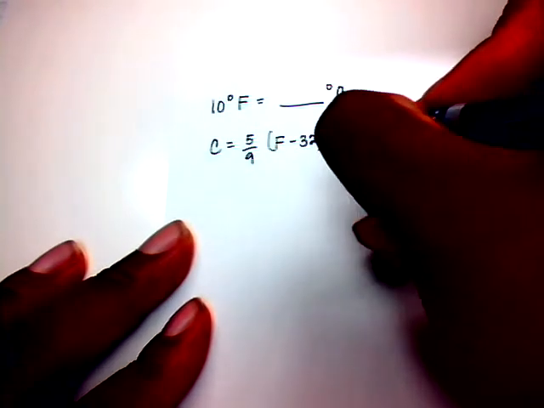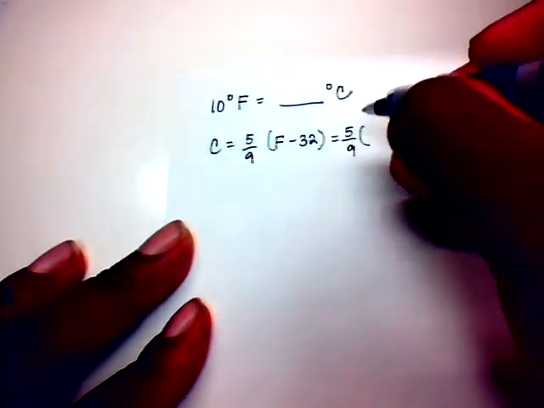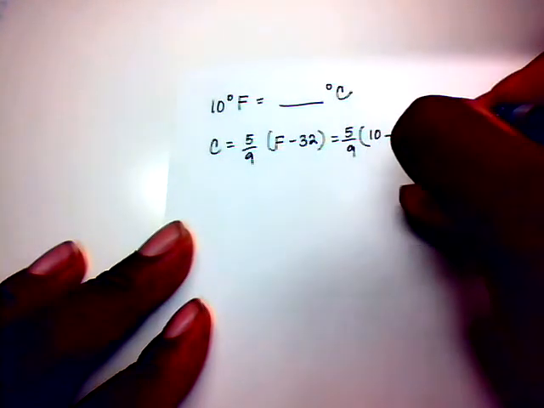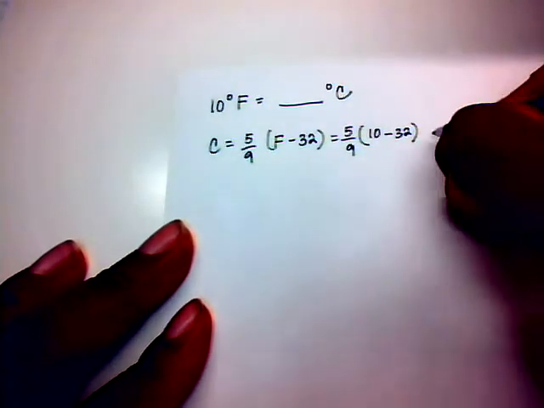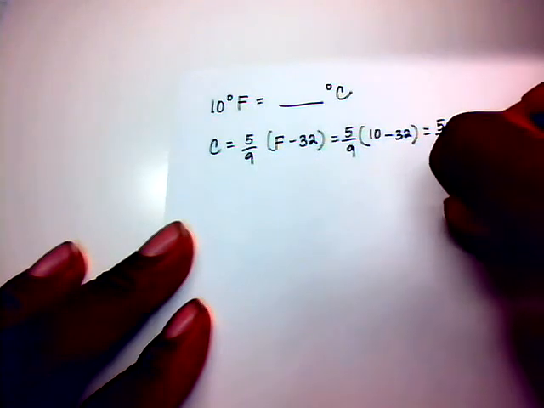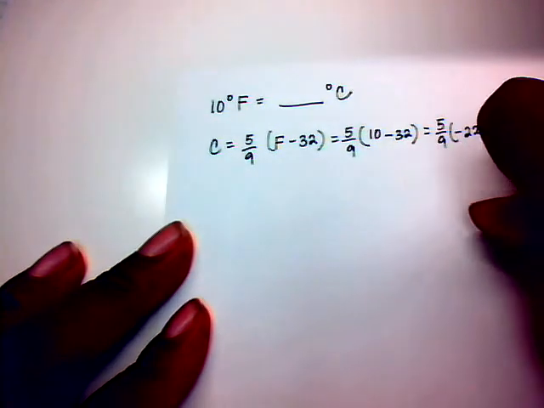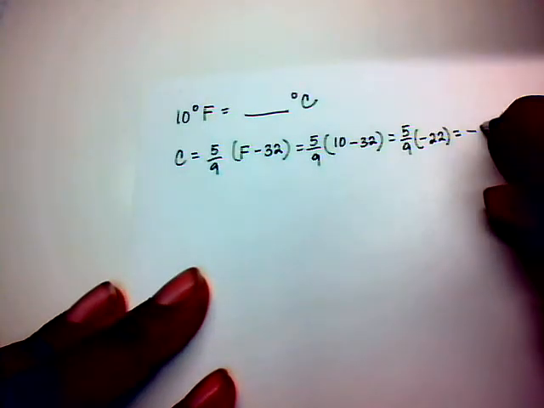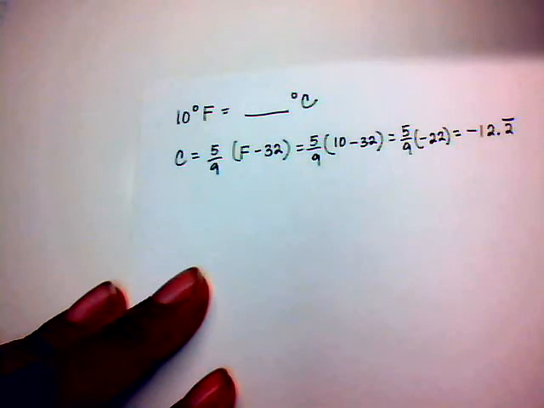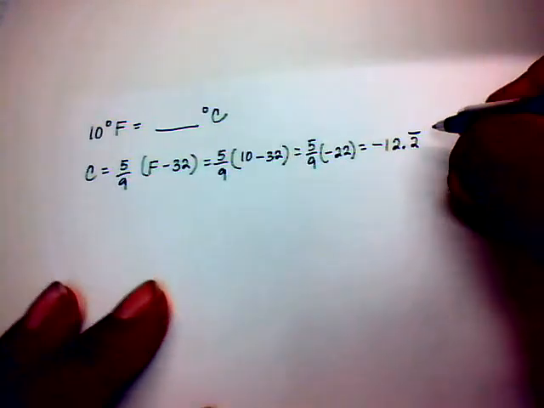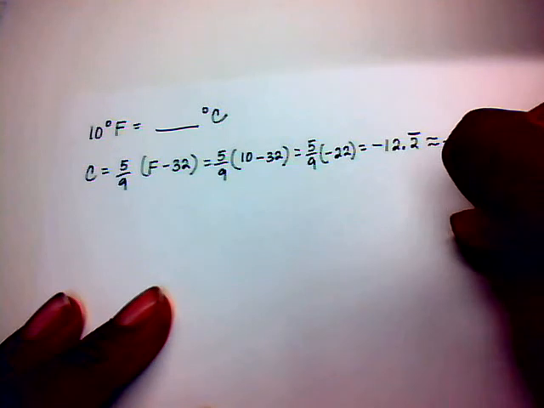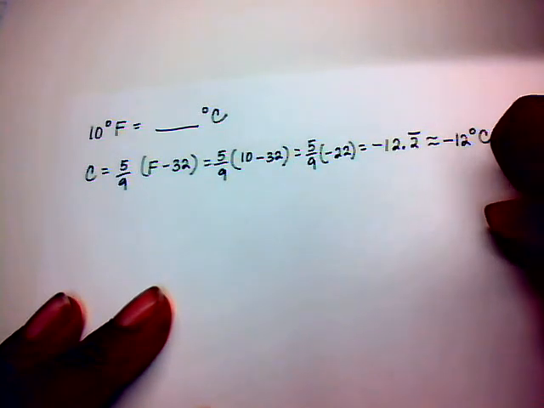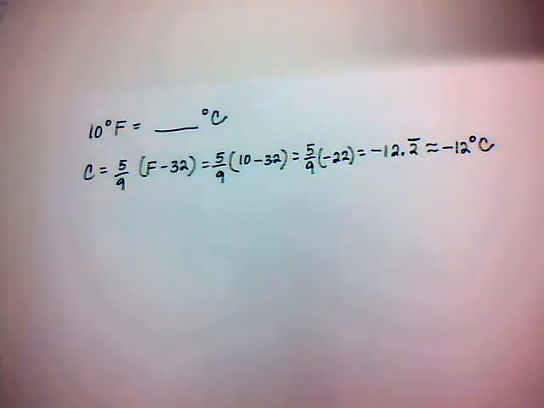So in this case we have 5/9. Now the degrees Fahrenheit is 10 degrees, so that's 10 minus 32. Now 10 minus 32 will give you negative 22, so we have 5/9 times negative 22. So here we're going to do 5 divided by 9 times negative 22. You're going to get negative 12.22 repeating. Now we're going to round this off to the nearest degree, so it'll be negative 12 degrees Celsius. Okay, that's how we convert from Fahrenheit to Celsius.